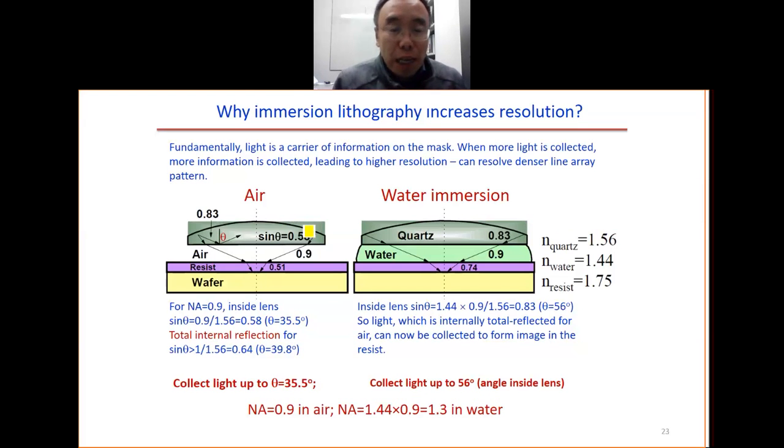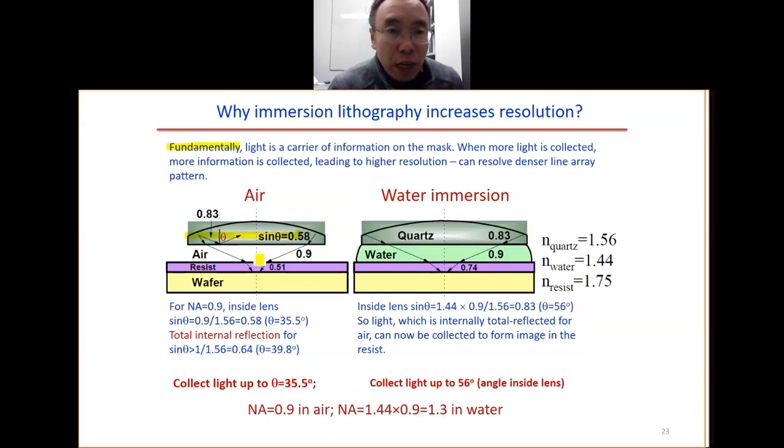So we have seen the reason for the higher resolution when we are using water. Fundamentally, the light is a carrier of the information on the mask. The more light is collected to form the image, the better the resolution. One way to do this, as we have seen, is to make the lens bigger. With a bigger lens, you collect more light, so you get a better image.